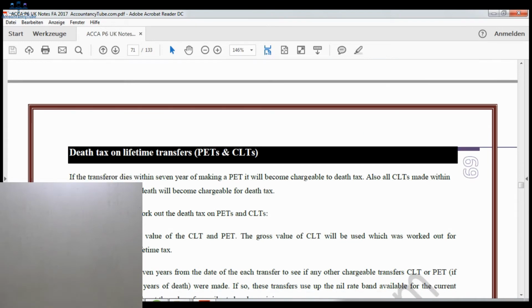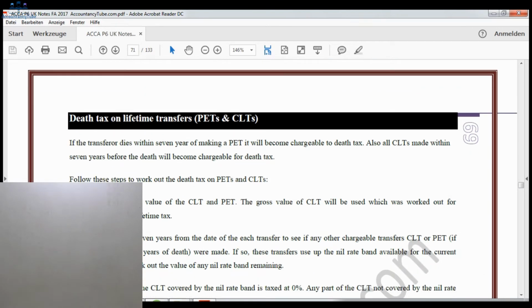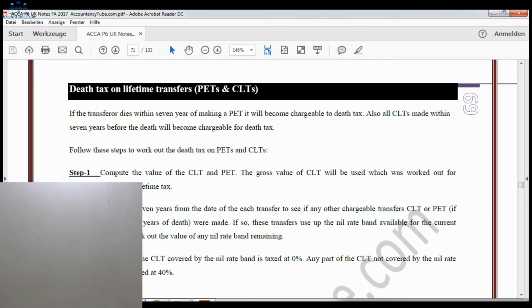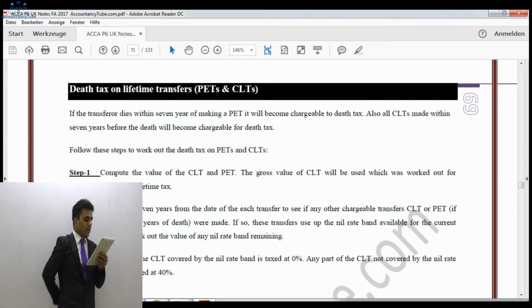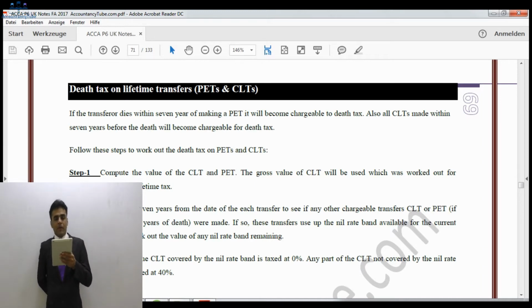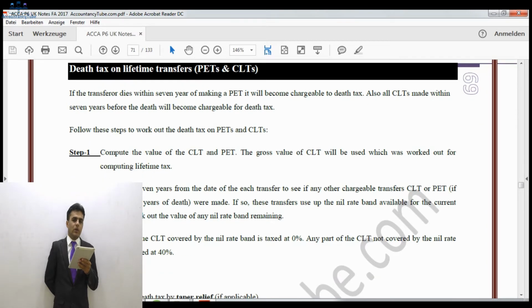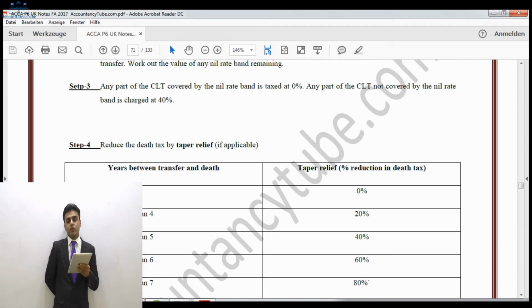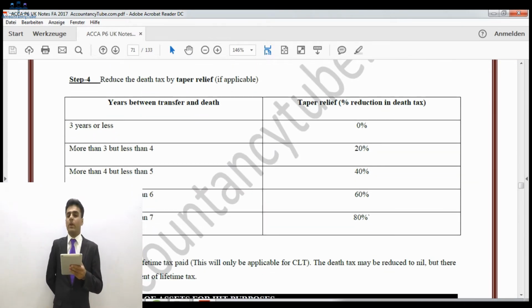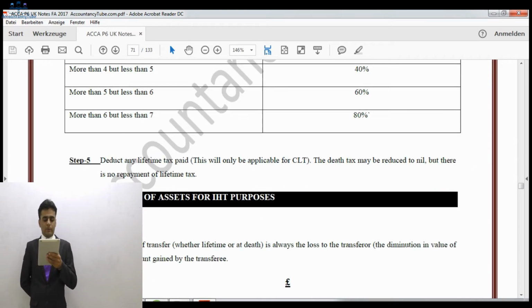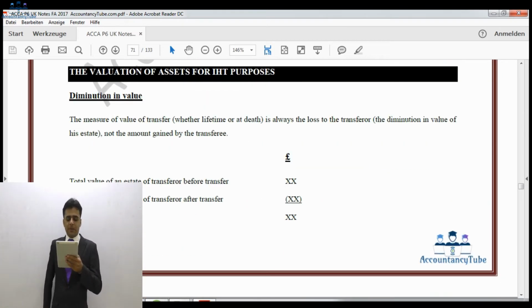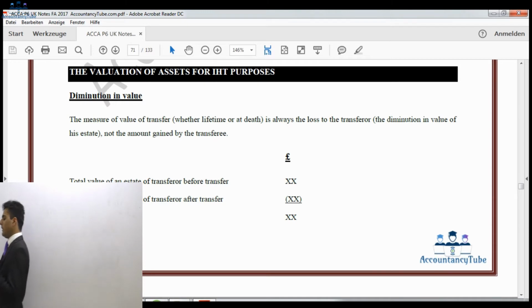And then on death tax, if you have survived for more than 3 years, then it will be reduced by the taper relief as well. All right. So we have seen that in the previous video as well. Now, the valuation of assets for IHT purposes, we know that it will be diminution in value. So we'll take the value before transfer and value after transfer. Whatever the difference is, that will be diminution in value. Now, that was the bit which we have seen in our F6 as well, in the previous video lecture as well. So it is exactly the same thing.